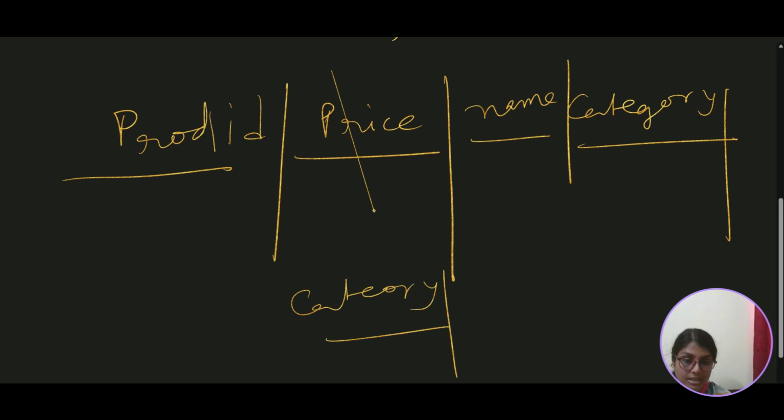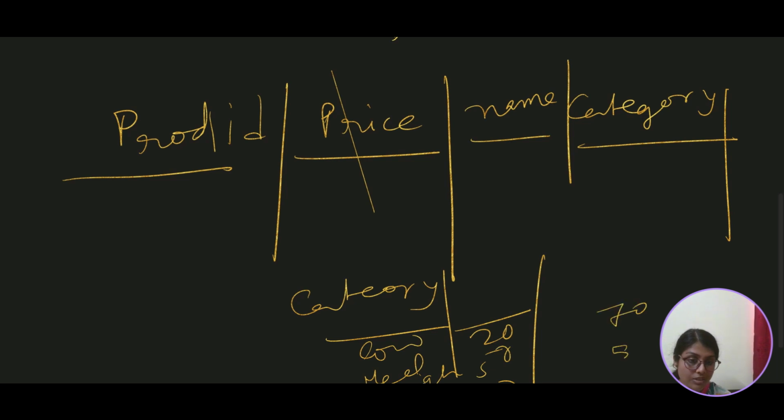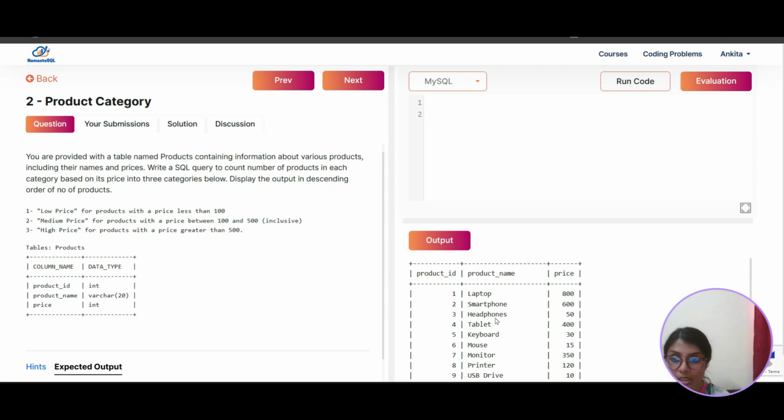There are, let's say, if it's low, mid, or high, based on that, how many products are there? 20, 50, or 70. If that is the case, we have to start with 70, 50, and 20. So that will be high, mid, and low. Okay, that's what it is. Let's just go ahead.